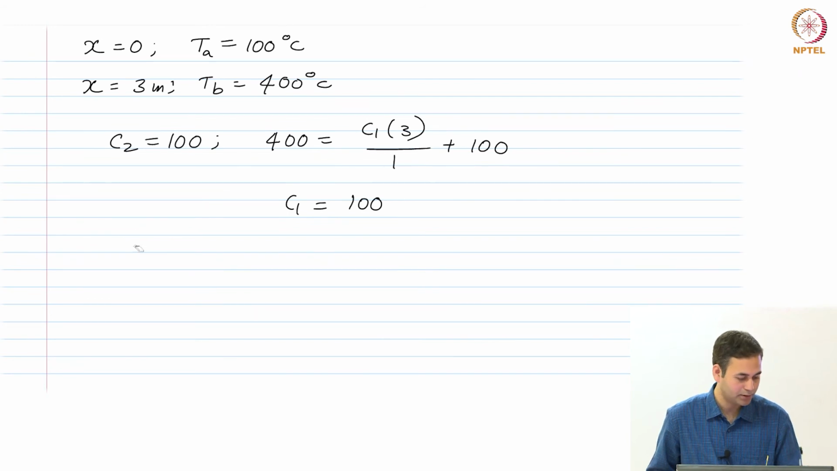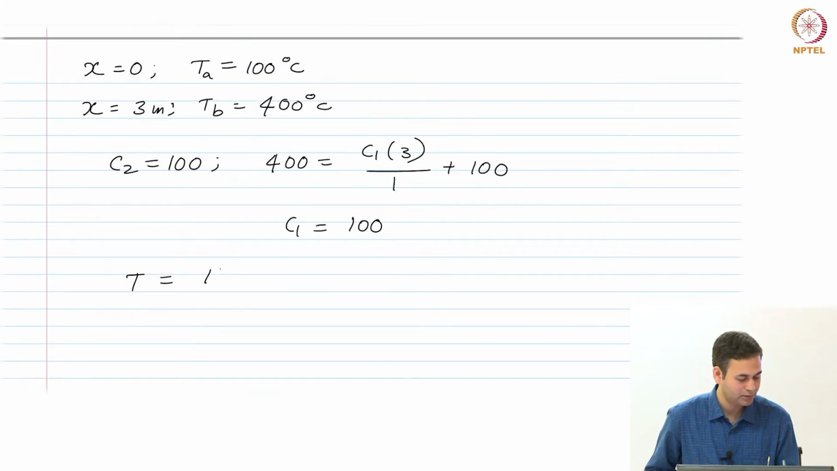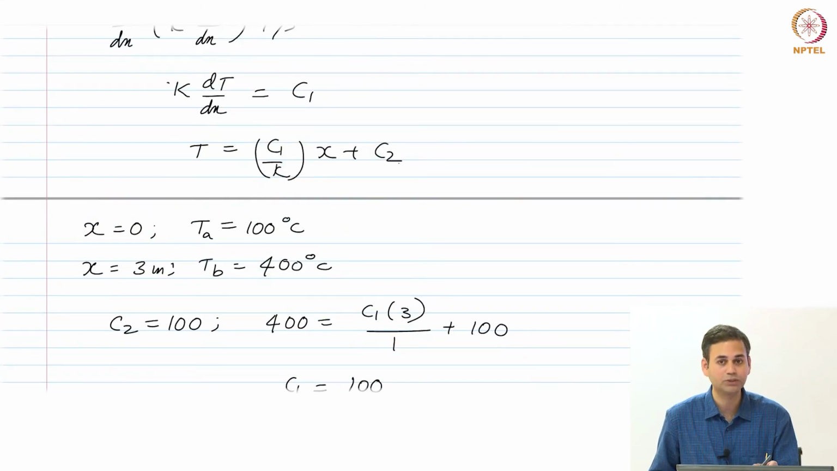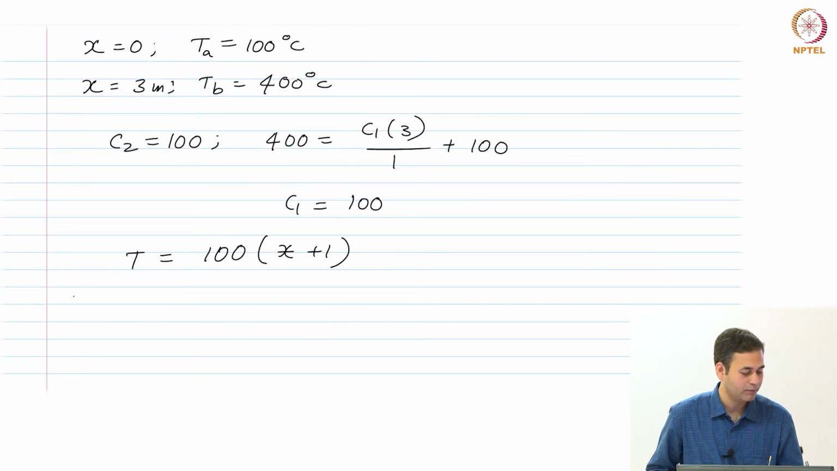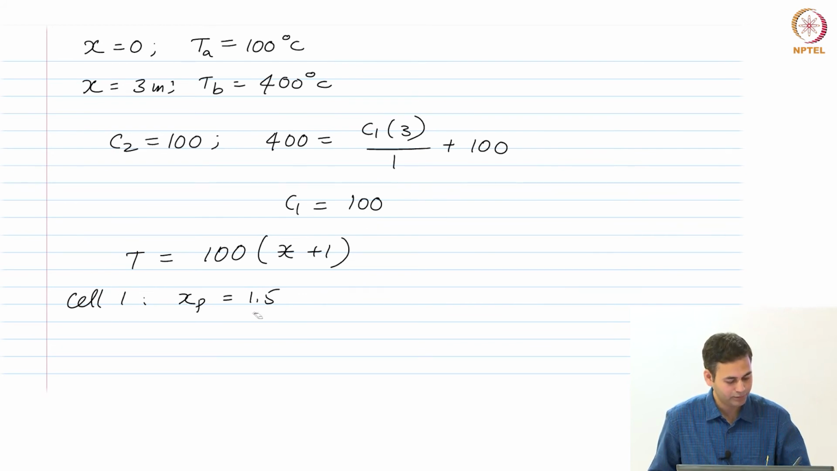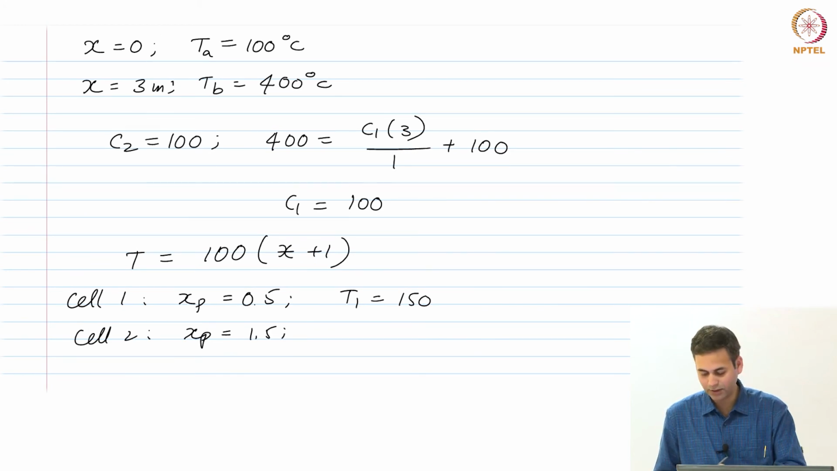Then what is the final answer? T equals 100x plus 100. So, 100 times x plus 1, right. That is 100x plus 100, okay. So, what is x for cell 2? 1.5, right, or for cell 1, what is x? 0.5, right. So, then what we get is T1 equals 150, cell 2, xp is 1.5, right. It is halfway, isn't it?